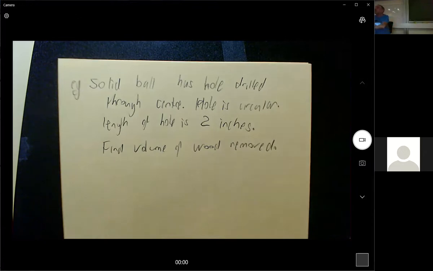This is a classic multivariable calculus problem. If you just search for multivariable calculus hole in ball, then you'll find it online. Classic.